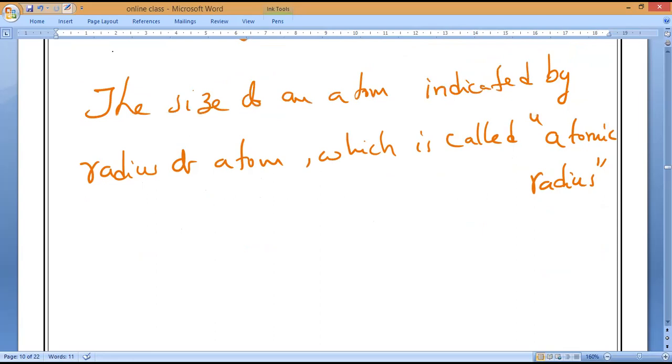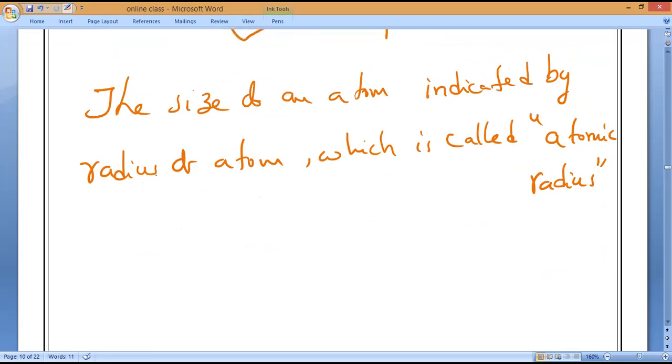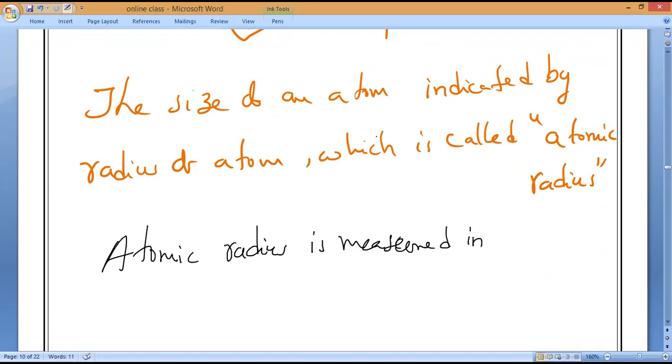Atomic radius. Is it okay, everybody? Yes, and right next, atomic radius is measured in... what is the units? Anybody can tell? By this time, some of you at least might know. What is the unit of atomic radius?